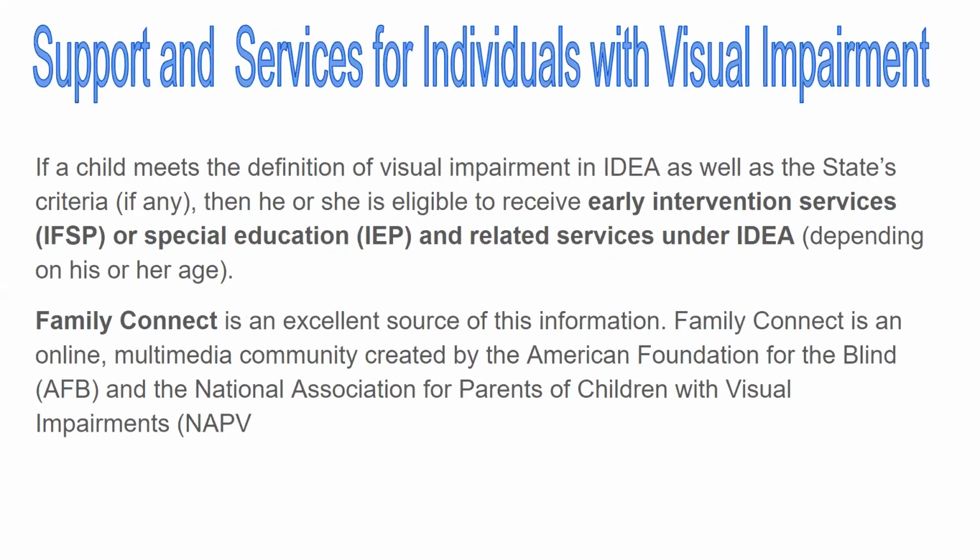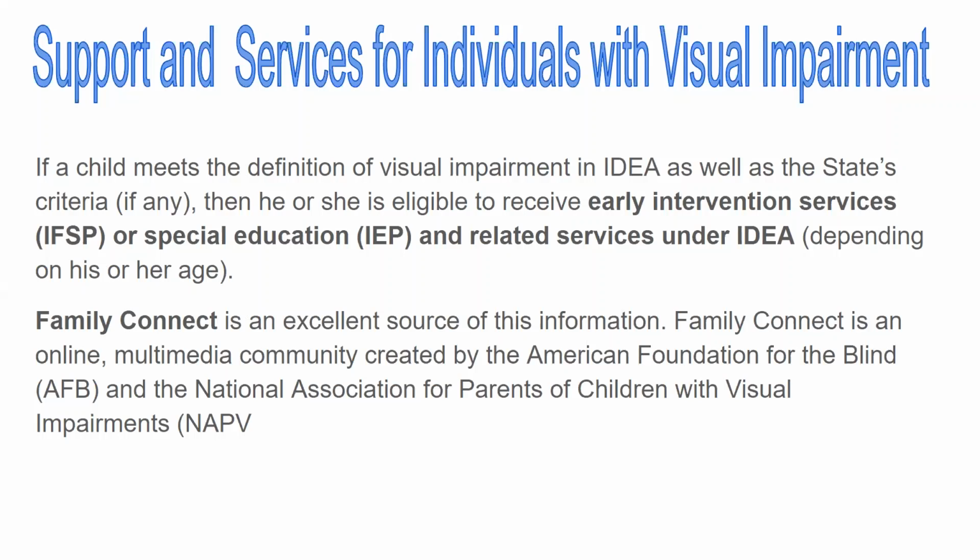Support and services for individuals with visual impairment. If a child meets the definition of visual impairment in IDEA, as well as the state criteria, if any, then he or she is eligible to receive early intervention services, which is an IFSP, or special education, an IEP, and related services under IDEA, depending on his or her age.